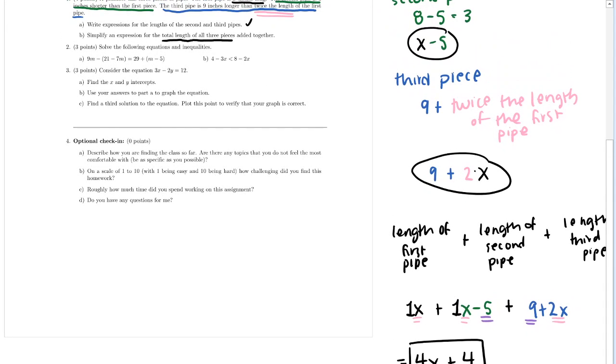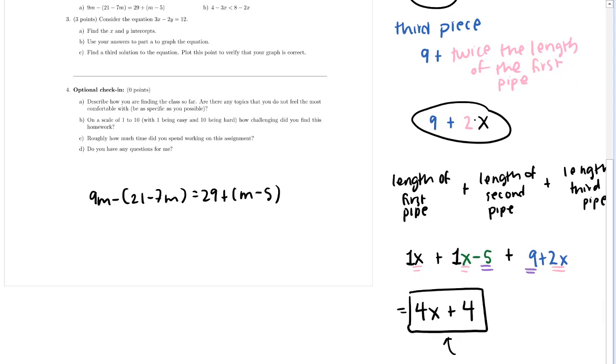Okay, so the next problem says solve some equations. So here maybe I'll just rewrite this equation down below. 9m minus 21 minus 7m is equal to 29 plus m minus 5. So we want to solve this equation. And so how do we solve this equation? Well, we have these parts of the expression that are trapped behind these parentheses. And if we want to solve this equation, we want to isolate our variable, our unknown value, on one side of the equation, and just have all of the quantities on the other side of the equation.